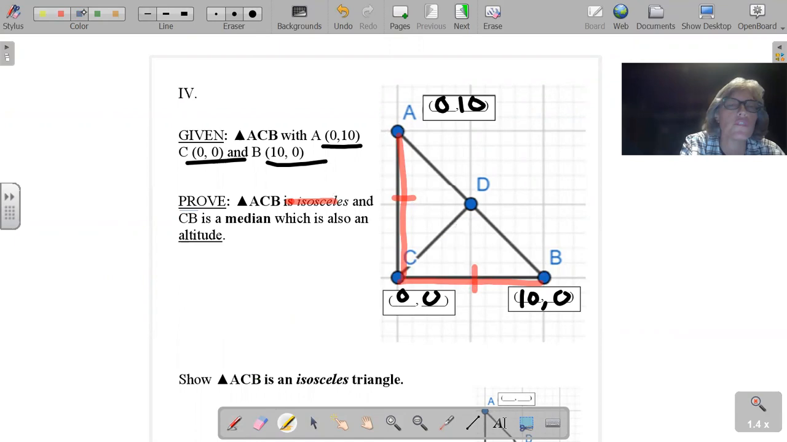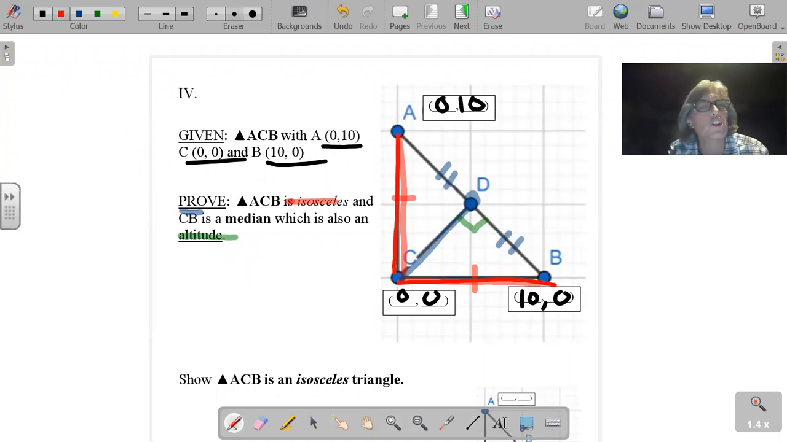Then you're going to prove that CB, this segment, is a median, which by definition means midpoint. And you're going to prove that the same segment is also an altitude, which by definition means a right angle. This is where dialogue comes in. You're asking the question, between midpoint, slope, and distance, what would show length?